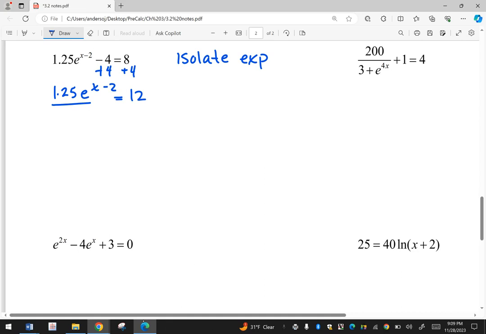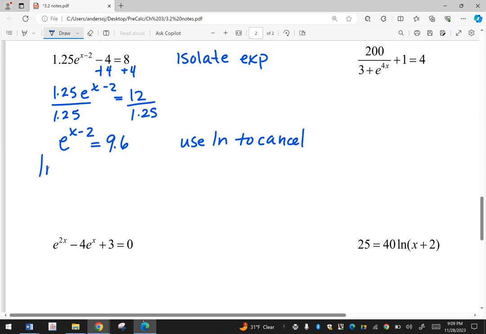I'm going to divide by 1.25. I'm going to use my calculator to get that division. And when I divide that, I'm going to get e to the power of x minus 2 equals 9.6. You can see now that I've isolated this e. So now I'm going to use ln to cancel that out.